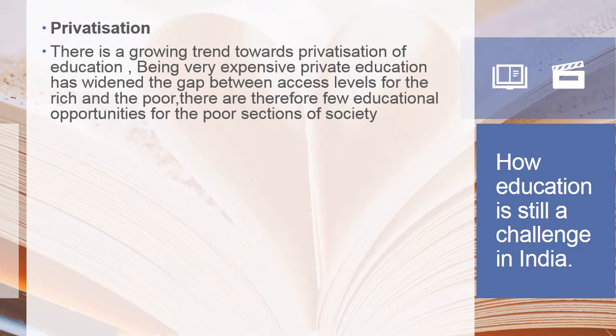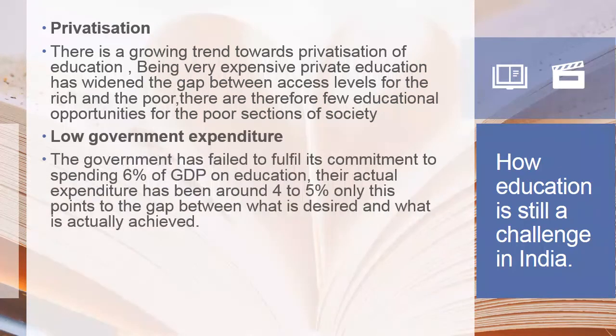Low government expenditure. Well, the government has failed to fulfill its commitment to spending about 6% of GDP on education. On the average, the actual expenditure has been around 4 to 5% only. This points to the gap between what is desired and what is actually achieved.